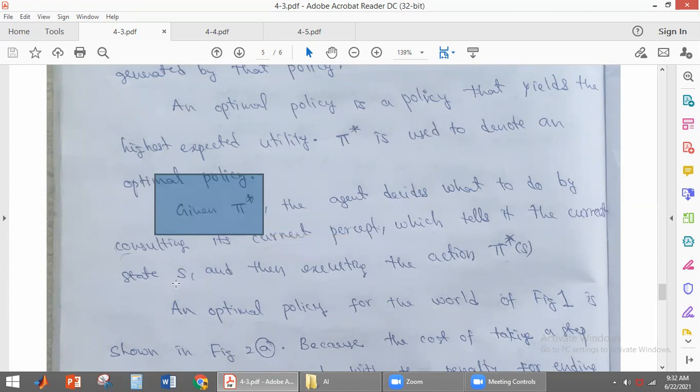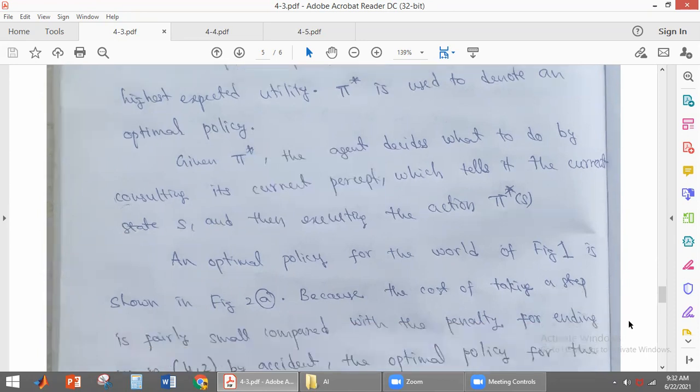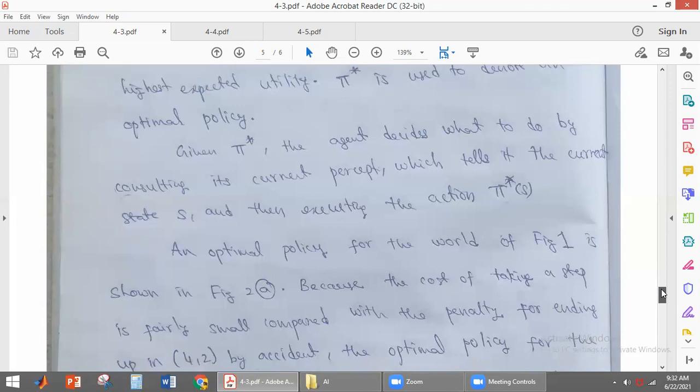The agent has to get the current state of the environment. How will the agent get the current state? The current state will be obtained from the current percept. From the current percept, the agent will get the current state of the environment. After getting the current state, it will know where it is. Once it knows where it is, it will perform some action. What action will it perform? The action performed is pi star of s, because it is the optimal policy that gives us the maximum expected utility value.